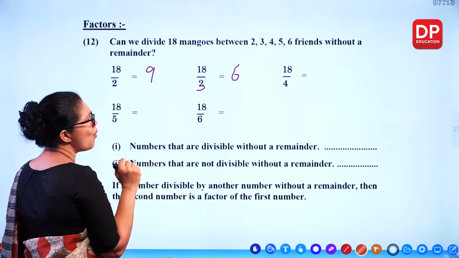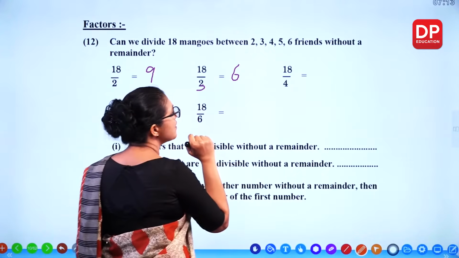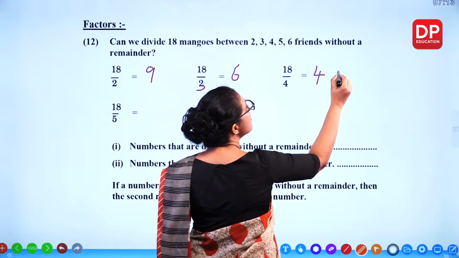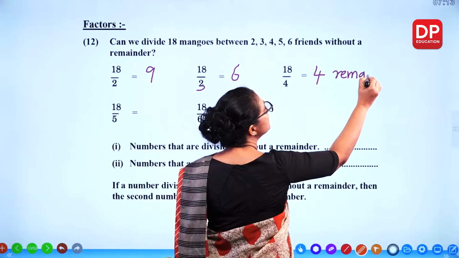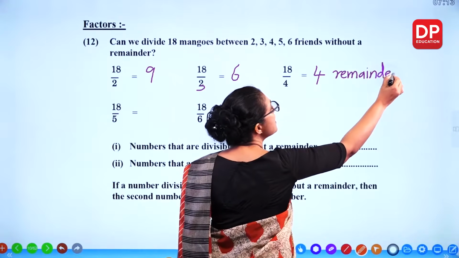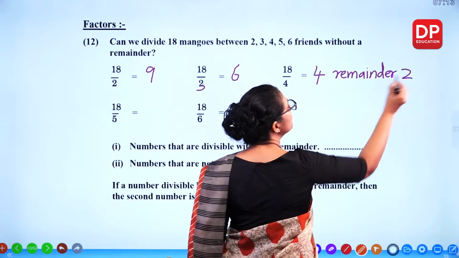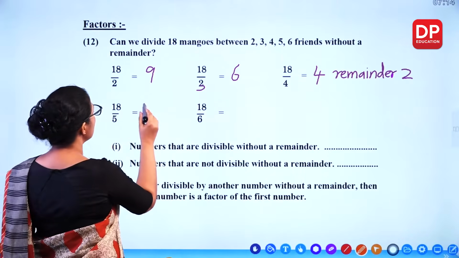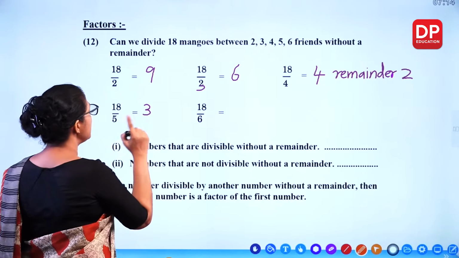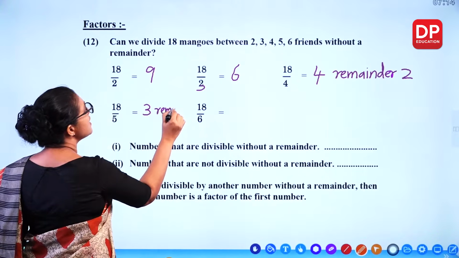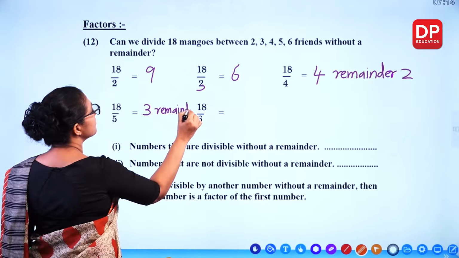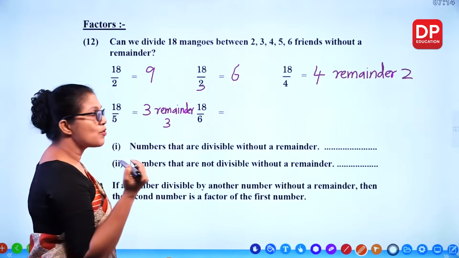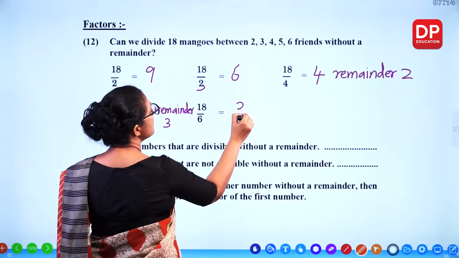18 divided by 4. Can you divide? 4 times 4, 16. And there's a remainder. Remainder 2. 18 divided by 5. You get 5 times 3, 15. Remainder 3. 18 divided by 6, you get 6 times 3.